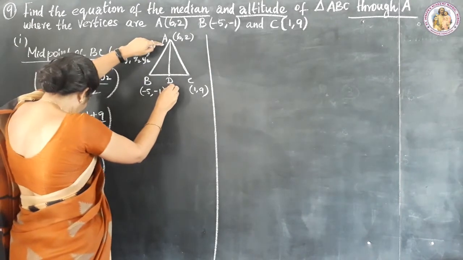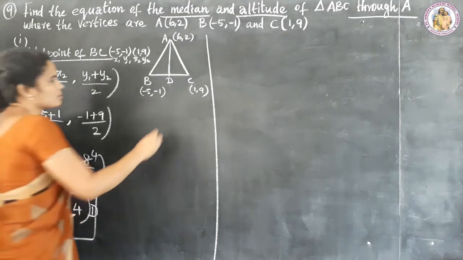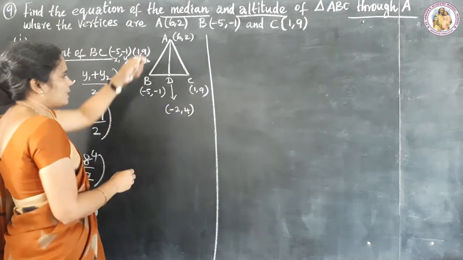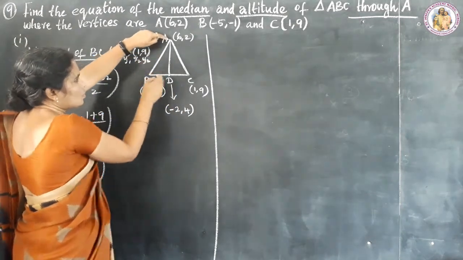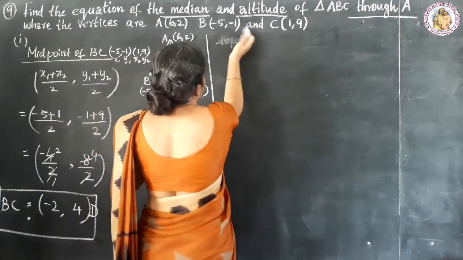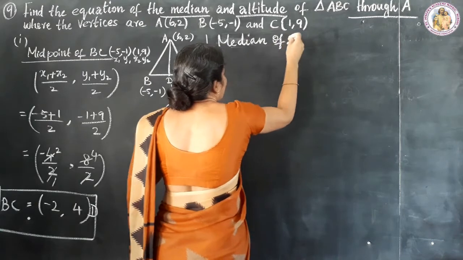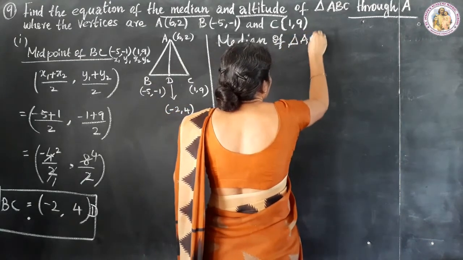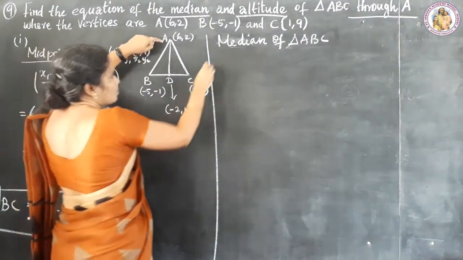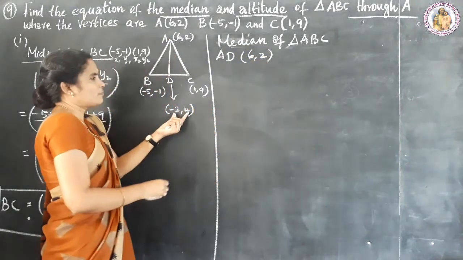So on BC, the point is D, (-2, 4). After finding the midpoint of BC, let us find the slope of AD. This is like the median of triangle ABC. Now take the points A and D: (6, 2) and (-2, 4).